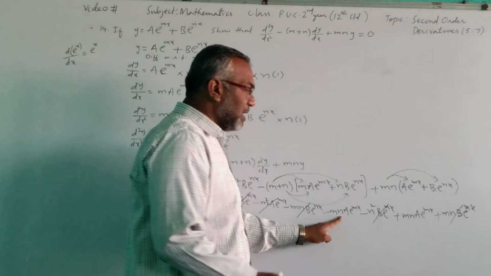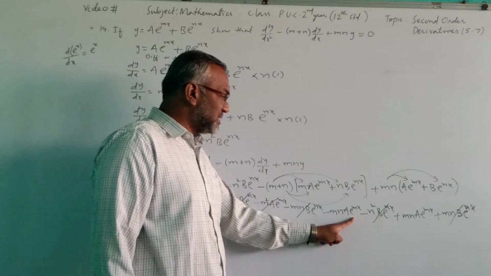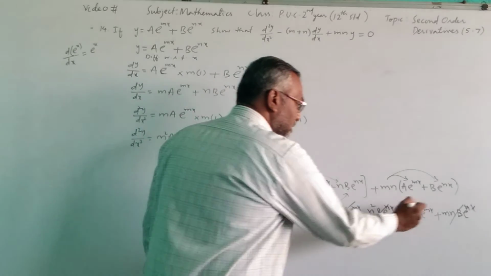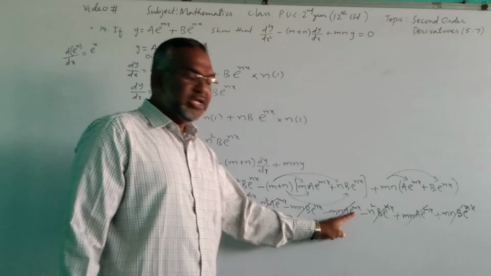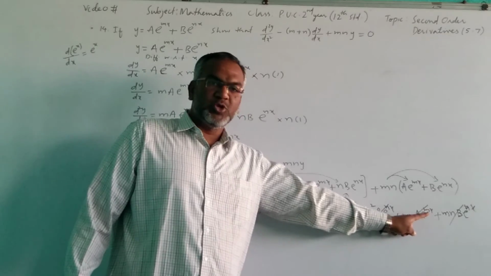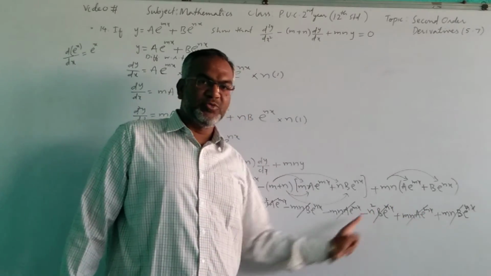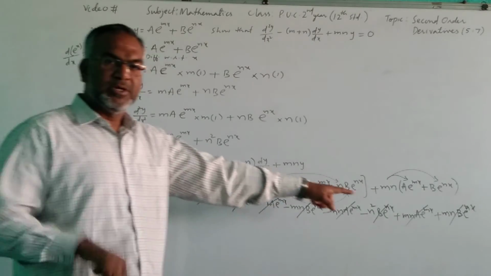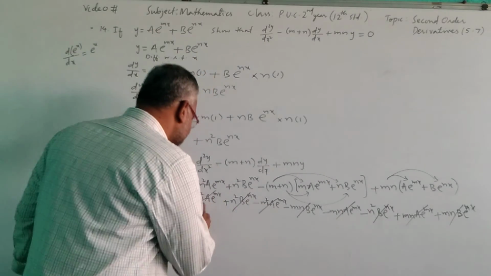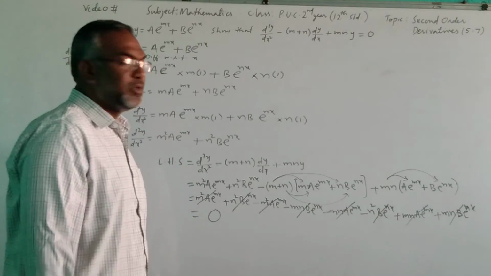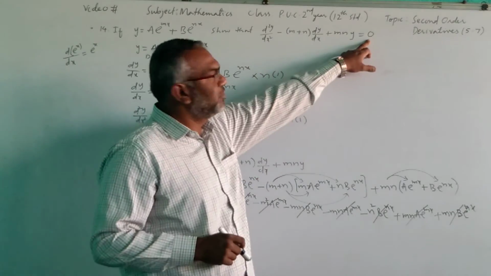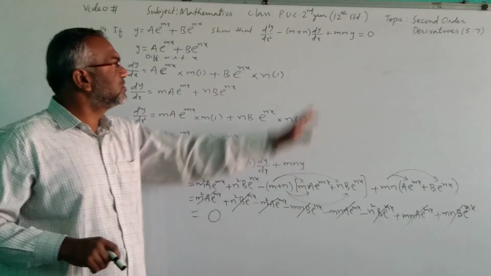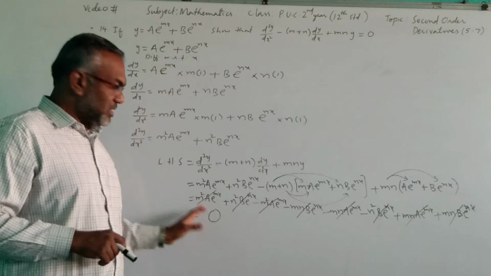Then we have minus mn a e to the power of mx and plus mn a e to the power of mx, right? One positive, one negative, they get cancelled. So if you observe carefully, all terms have got cancelled. What is left? Nothing. That is 0. This is what we had to prove. We got 0. In this LHS, we substituted the values and we got the RHS, 0. Like this we have to prove.